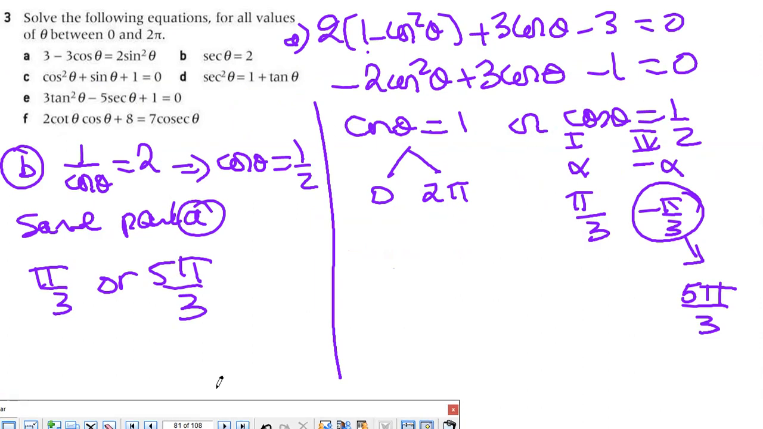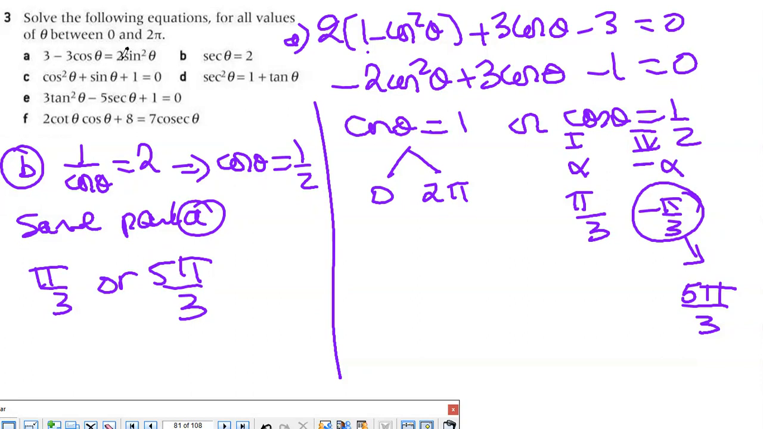Exercise 3. Solve the following equation for all values of theta between 0 and 2 pi. So we just need it between 0 and 2 pi, so we need to write plus 2k pi. The first equation, if you look at it, guys, I have in A, I have cosine and sine squared.